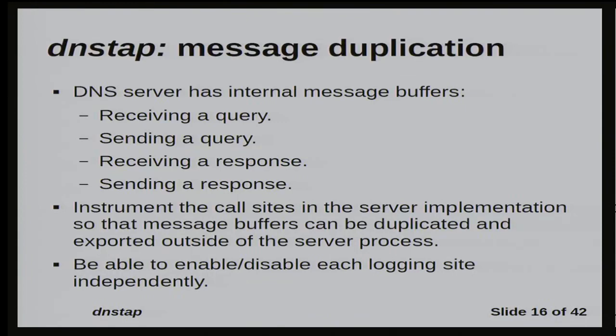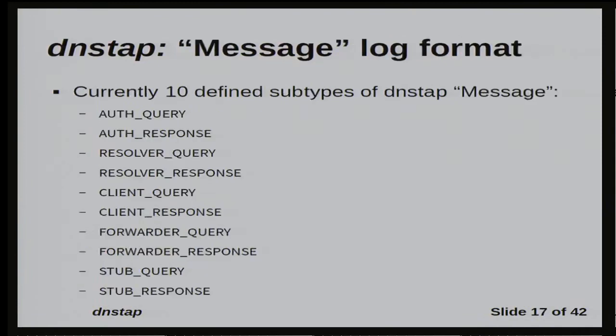And we should be able to enable and disable each logging site independently of all the other sites so that we can support different use cases. So there's currently one top-level message type, and that type has 10 different subtypes corresponding to these different code sites for all these different roles in the DNS protocol.